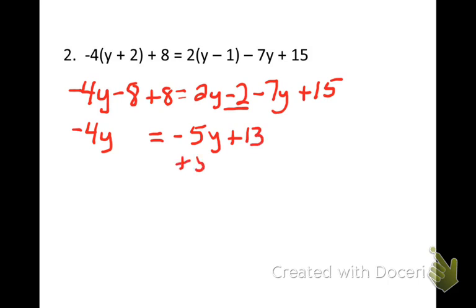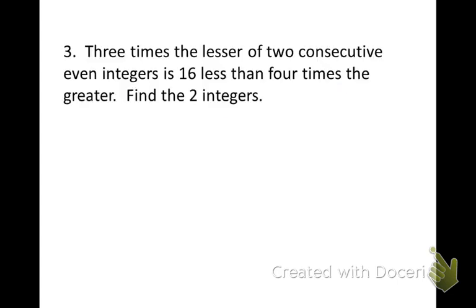So I'm just going to add 5y to each side. And I get 1y, which I don't usually write the 1. y equals 13, and I'm done. So simplify is a very important step, and it'll make life easier for you if you remember to do it.